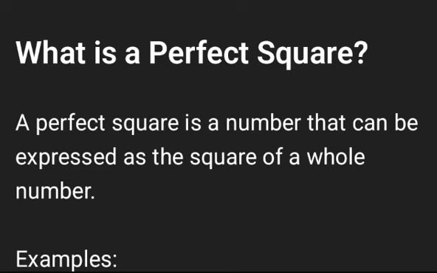take the number 36. What is the square of 6? The square of 6 is 36. And 36 is a number itself. So it's a perfect square because it is the square of 6, and 6 is a whole number.